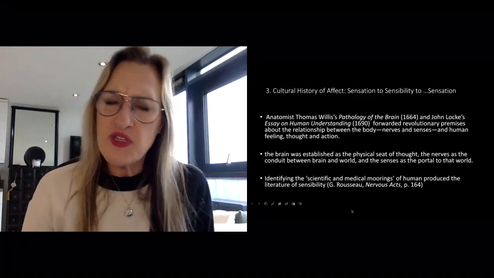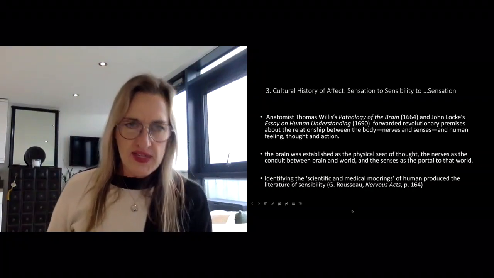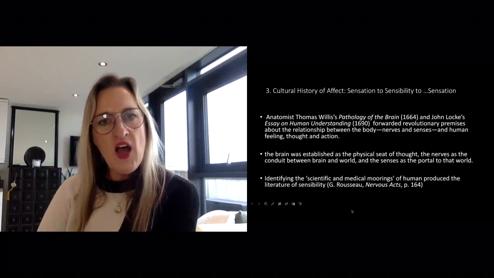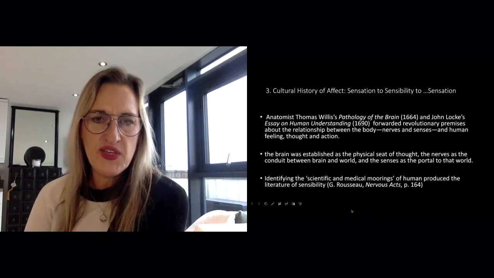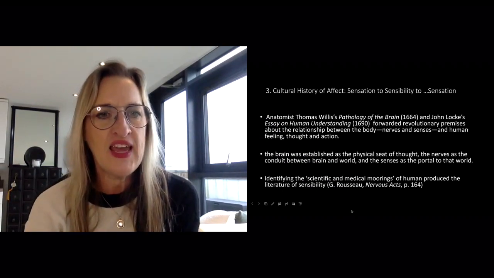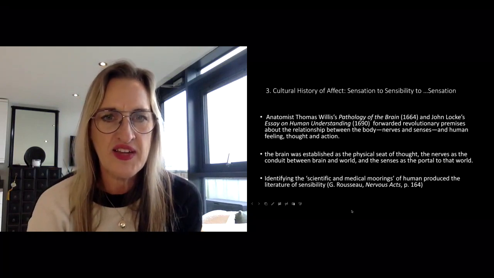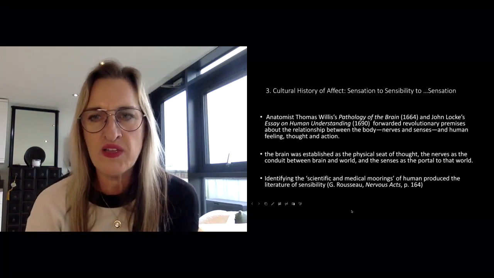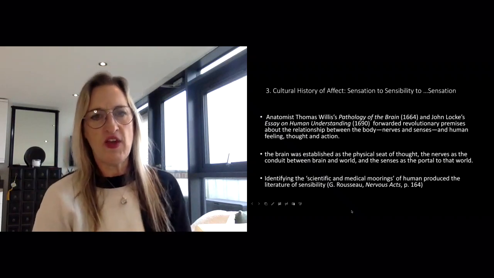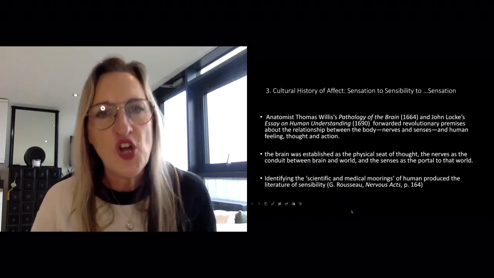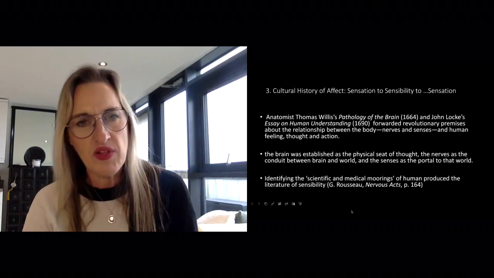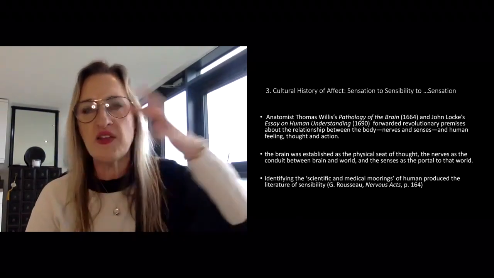And there's lots of really interesting historical literary criticism about this. George Rousseau is one of those. He's got a big book called Nervous Acts, and he makes the point that we identified the scientific and medical moorings of what it means to be human, of the human body and the human self. And this in turn produces a culture of sensibility and a whole literature of sensibility.